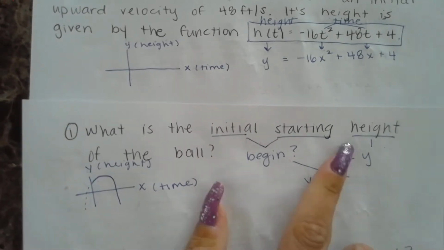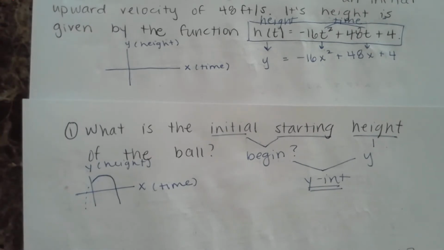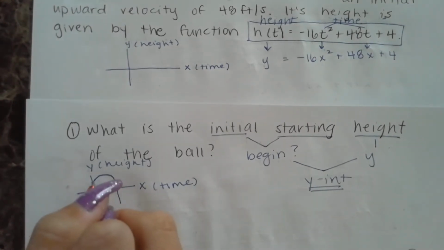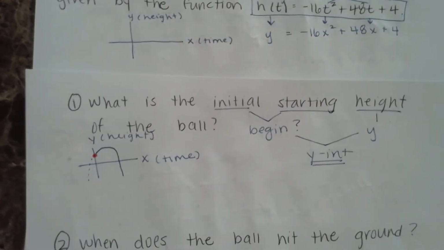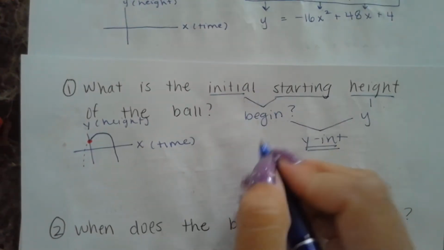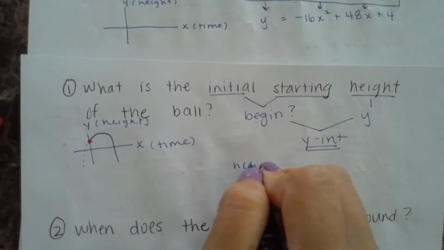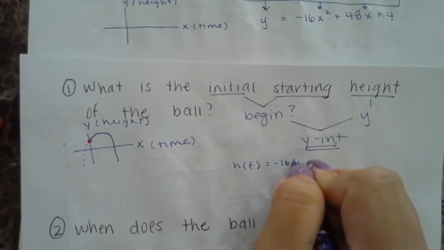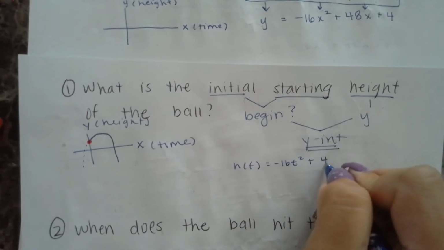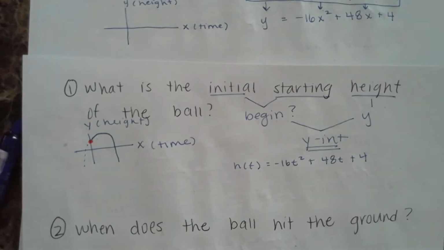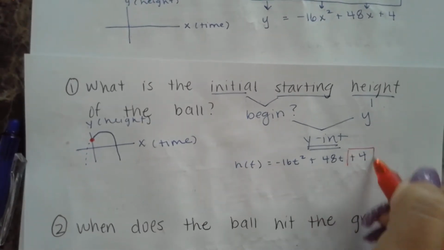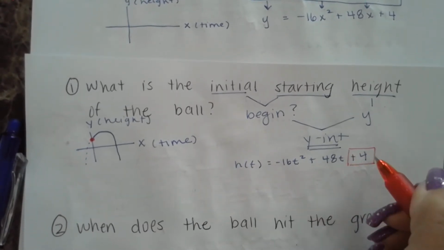Now, where does it begin? Where does the height begin? If we're thinking about this, our height is y. It begins here, on our y-axis, our y-intercept. And how we know what our y-intercept is, let's look at the equation. I'm going to rewrite it again. So if we have h of t equals negative 16t squared plus 48t plus 4, we know that our y-intercept is our c value. It's always going to be our c value.